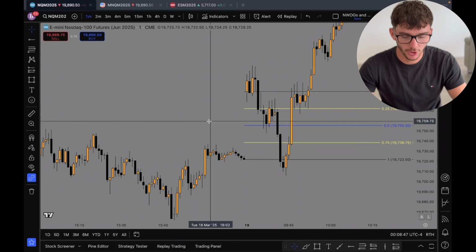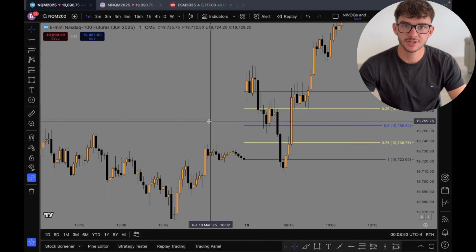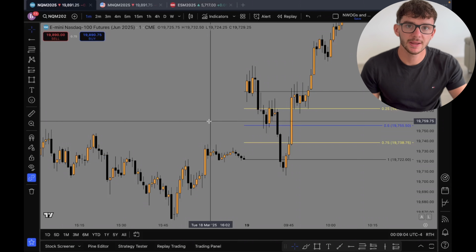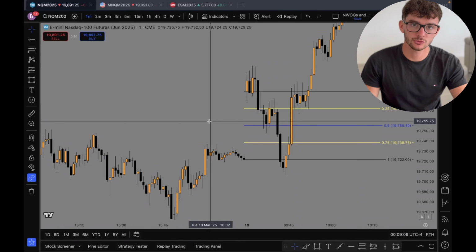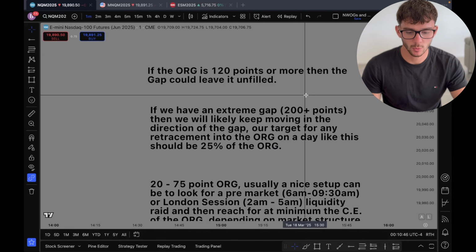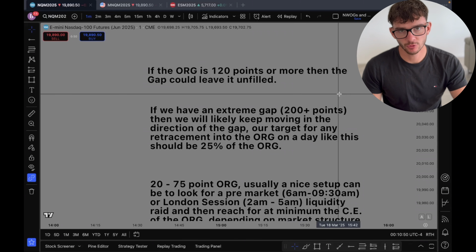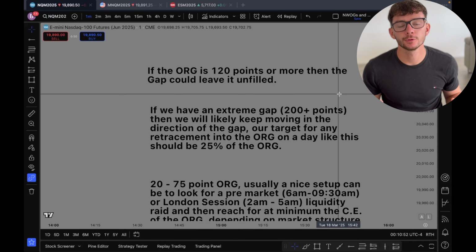Now, there are a few things to note about an opening range gap, and one is how large that gap is. In the 2025 lecture series, ICT gave some very strict rules for how an opening range gap is going to be used, depending on how big it is. So I'm going to share those rules with you now. First rule: if the opening range gap is 120 points or more, then the gap can remain unfilled. That means it doesn't fully close the gap. It can leave it partially open.